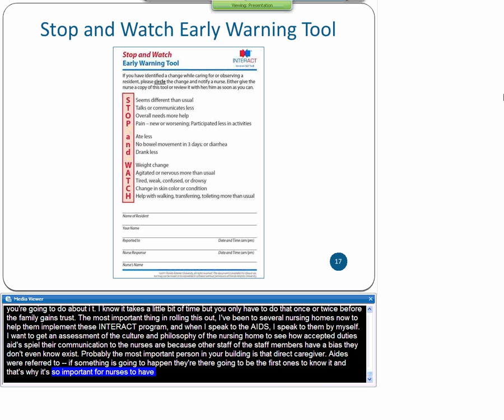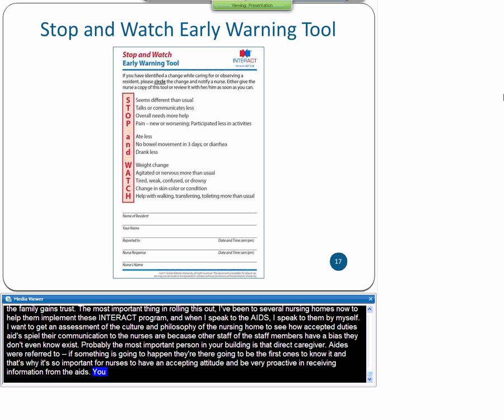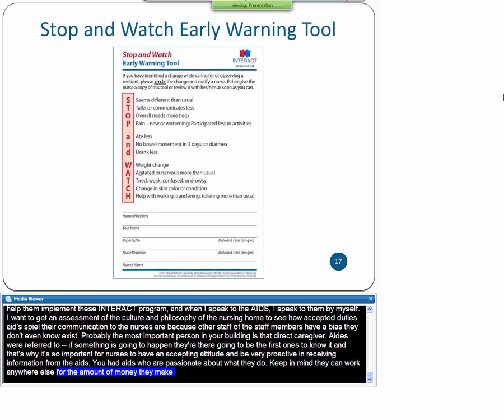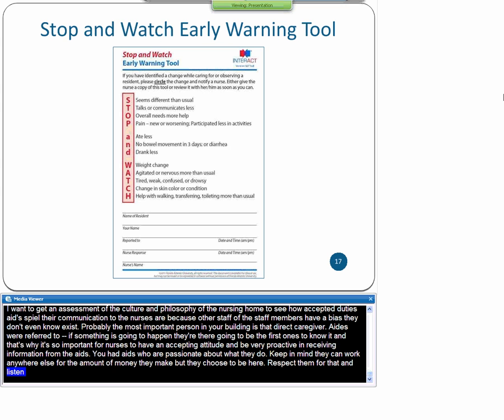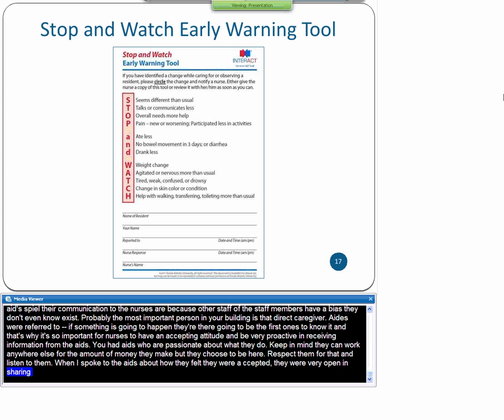You have aides who are gifted, who are passionate about what they do. Keep in mind they can work anywhere else for the amount of money they make, but they choose to be here. So respect them for that and listen to them. And when I spoke to the aides about how they felt they were accepted, they really were very open in sharing that they knew who they could go to, meaning that some nurses blew them off, did not listen to them, told them it wasn't their patient, and to find out who has that patient.